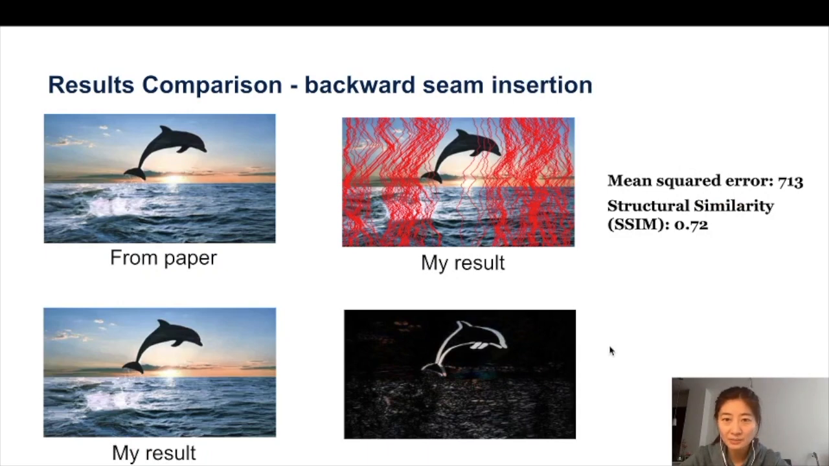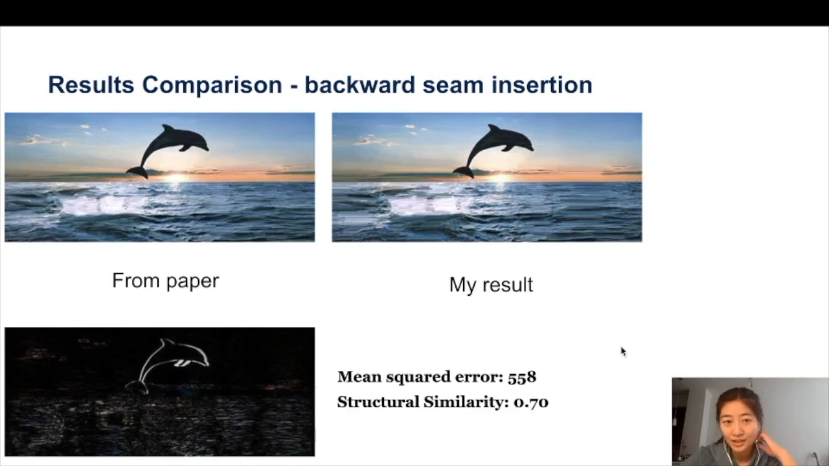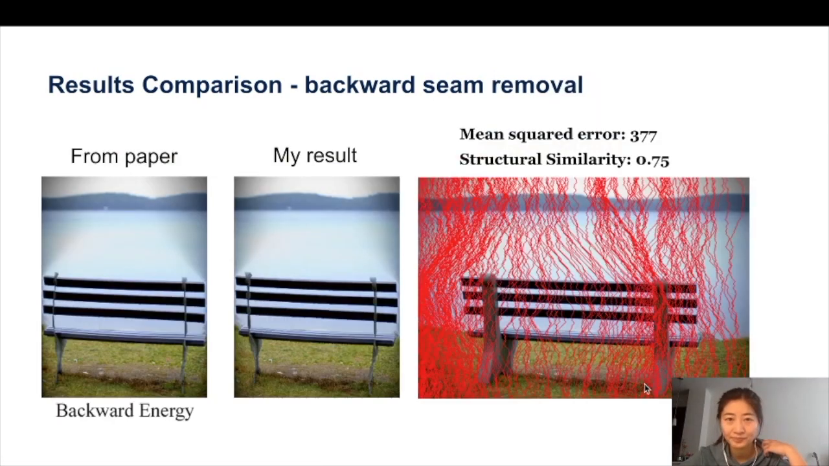This is a backward seam insertion, and I achieved 0.72. And here shows which part is the difference. This is 2 steps, 50%, and I got 0.7 with an error of 558. Backward seam removal, I got 0.75. This is the closest one I have ever had for this whole project.